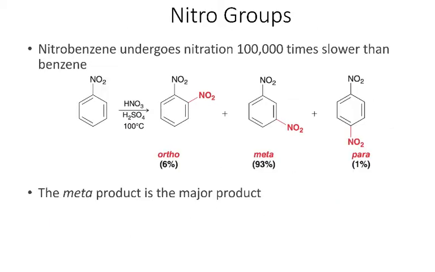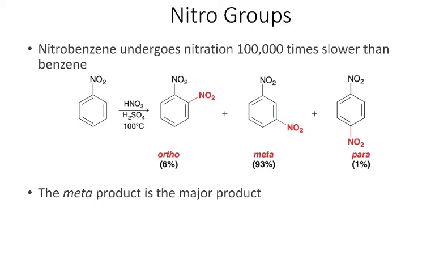And when we talk about deactivating, right, we mean it reacts slower. And in fact, nitrobenzene reacts 100,000 times slower than benzene in the EAS reactions. Now, another difference between the nitro group and the methyl and methoxy groups that we looked at in the last video is that those activating groups were ortho and para-directing, whereas the nitrobenzene is meta-directing. Most of our product is meta.